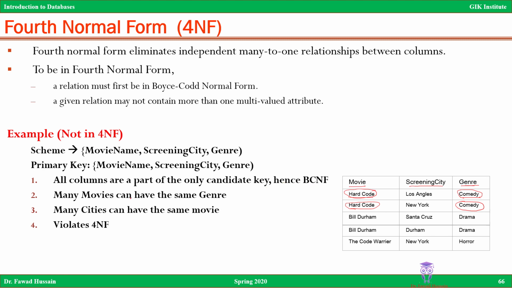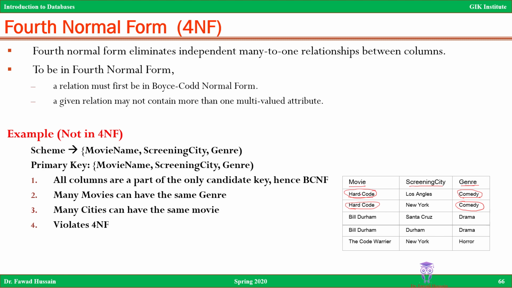But many movies can have the same genre, and many cities can have the same movie. So this is violating the fourth normal form. It says a given relation may not contain more than one multi-valued attribute. So this is a multi-valued attribute, right? It does not mean that it's the same attribute and multiple values, like the phone numbers when we transform from the unnormalized to the first normal form. That's not what we're talking about. We're talking about the combination of this and this.